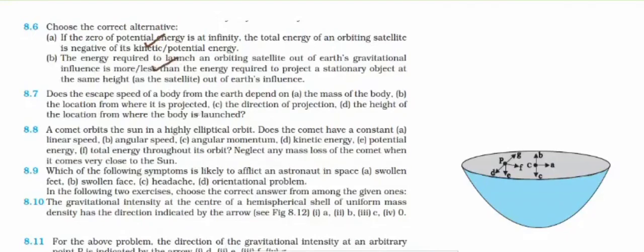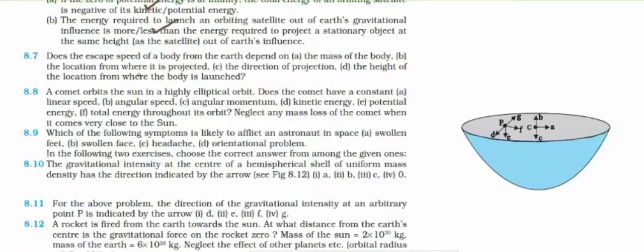Then, next, question 7. Does the escape speed of a body from the Earth depend on mass of the body? No. Then, the location from where it is projected? No. Location in the sense you have to take like equator or poles, etc. Then, the direction of projection? No. Then the height of the location? Of course, it depends on height of location.